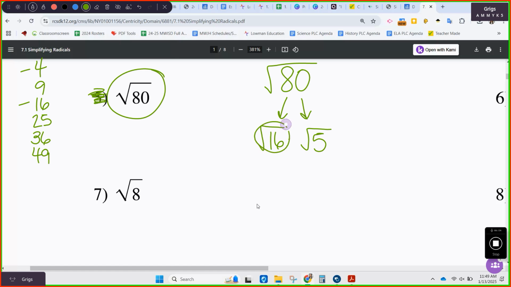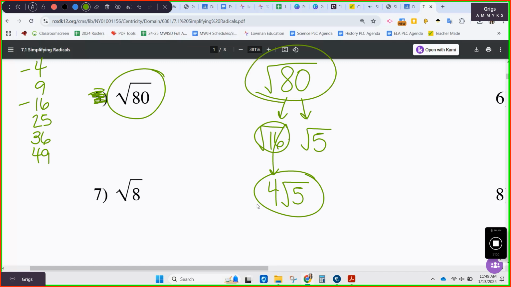So when I simplify the square root of 16, I get 4. Is 5 a perfect square? No. So what happens to it? Leave it. Just leave it. So if I were to check this, 4 times the square root of 5 should be the exact same number as the square root of 80. Check it, prove it. Did you prove it, Lily? Yes. Okay, I like your gumption.